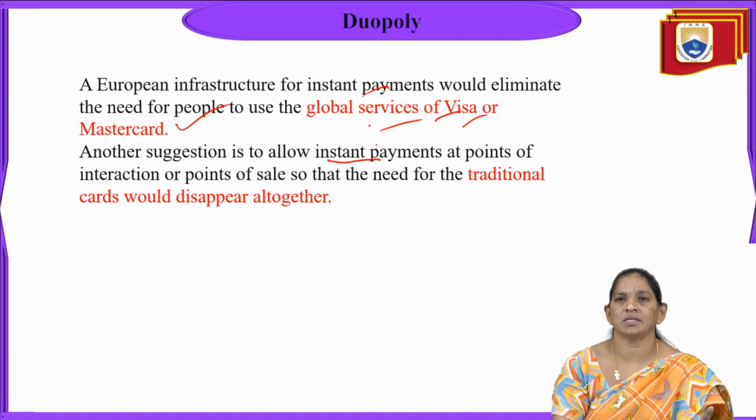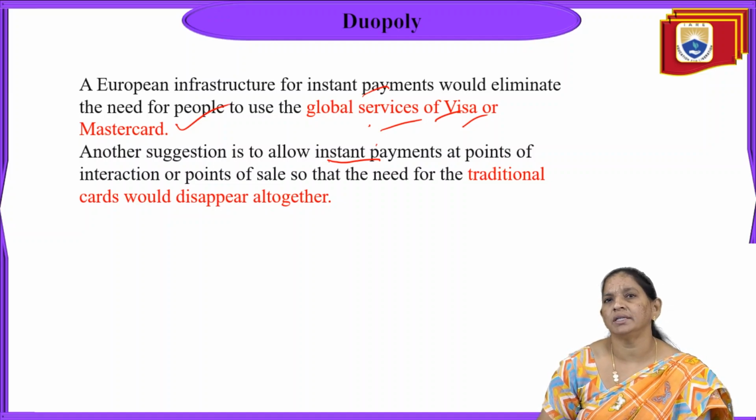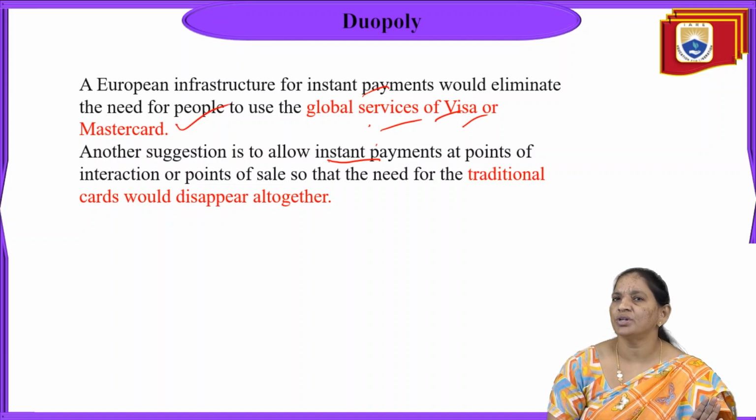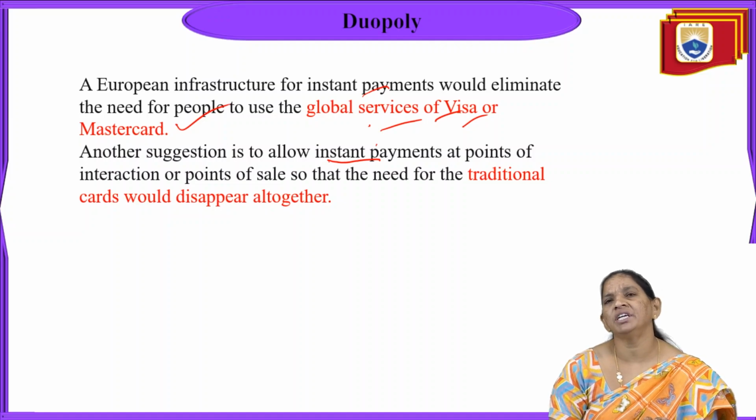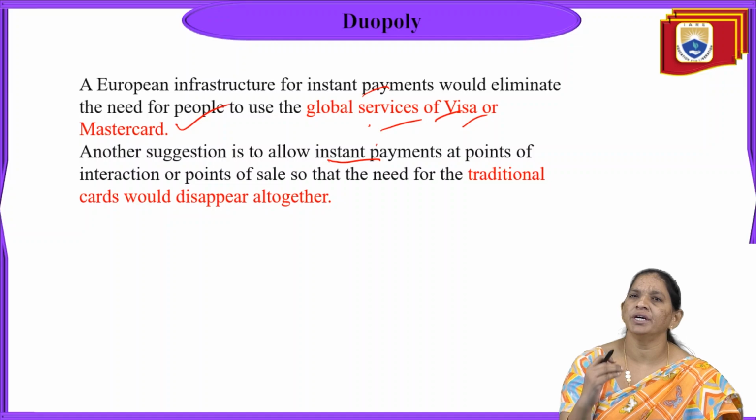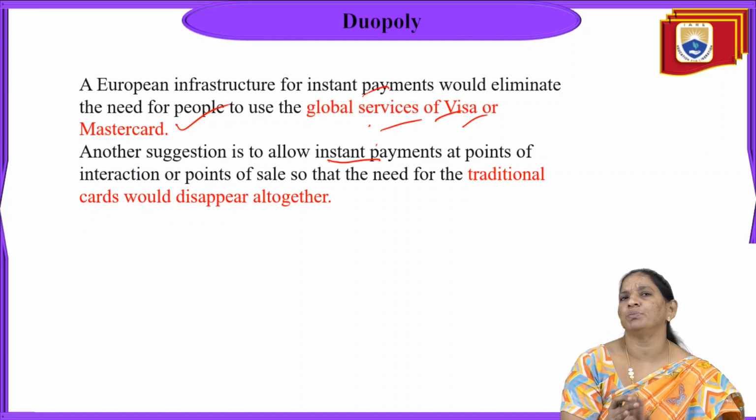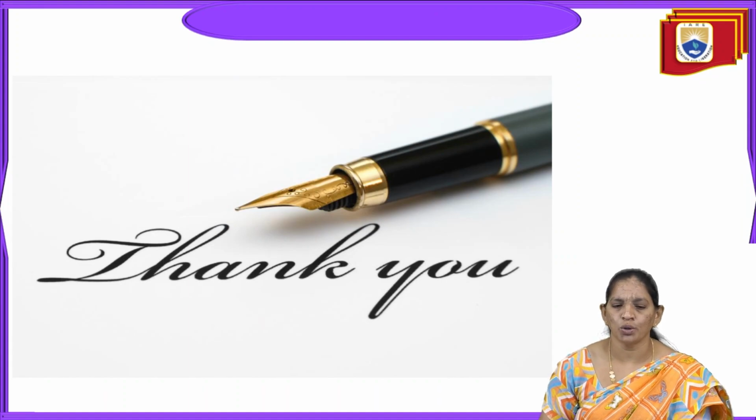In this way we can come to the conclusion that duopoly is a structure where two companies compete in the market. This competition could be in terms of price or maybe output. With these examples, we can come to the conclusion.